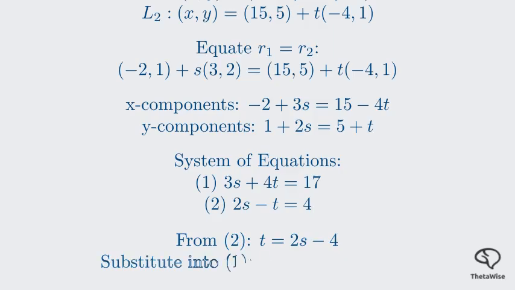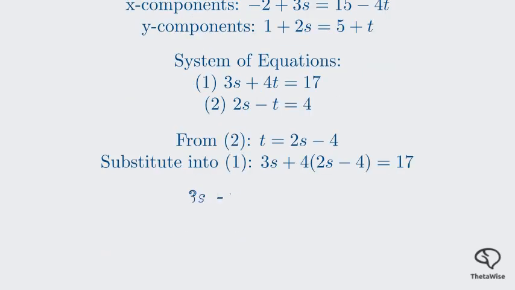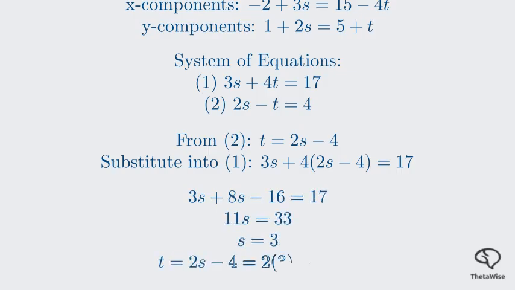Substituting this into the first equation, we get 3s + 4(2s - 4) = 17. This simplifies to 11s = 33, so s = 3. Now we can find t: t = 2 times 3 minus 4, which is 2. We have found the parameter values s = 3 and t = 2. This means the lines do intersect.